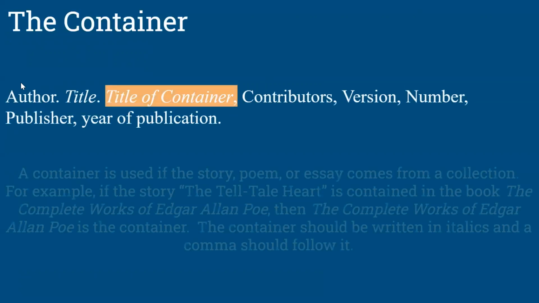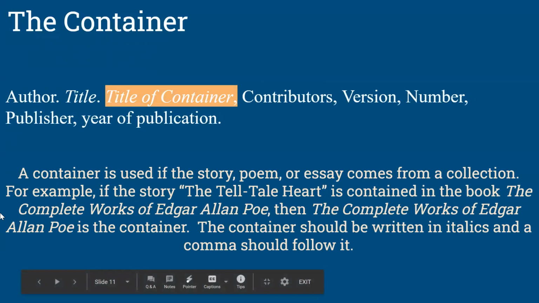So, the container. A container is used if the story, poem, or essay comes from a collection. For example, if the story The Telltale Heart is contained in the book The Complete Works of Edgar Allan Poe, then The Complete Works of Edgar Allan Poe is the container. The container should be written in italics and a comma should follow it. Containers are not always used. If a book is not contained inside of a larger work, then the book title will go in this title area and there will be nothing for the container.